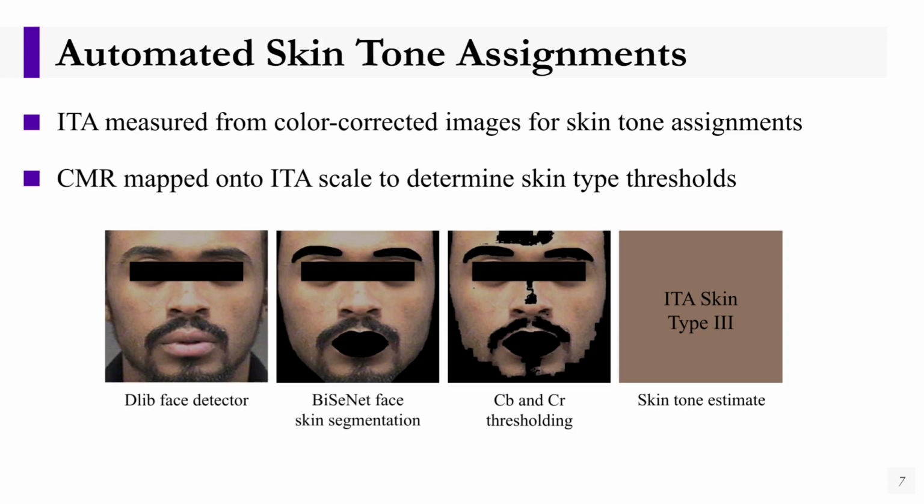The automated skin tone assignment process followed the workflow shown in the images. First, the face was detected from the image using DLib. Then, with BiCNet, we segmented face skin from the rest of the image, then thresholded on the CBCR color channel, and then used the mean pixel value to calculate the ITA measurement. In order to relate the ITA scale and the AST scale, we mapped consensus manual ratings onto the ITA scale to determine best thresholds for the 6 ITA types.